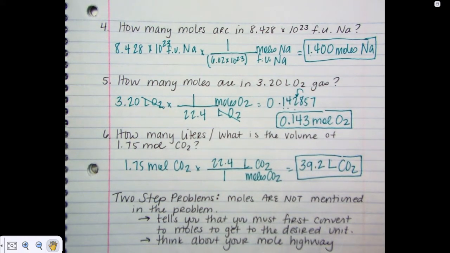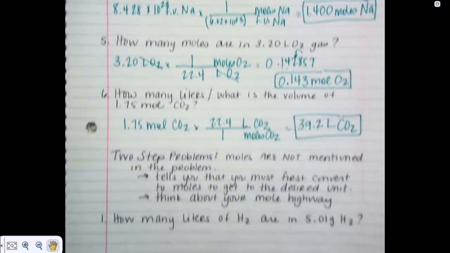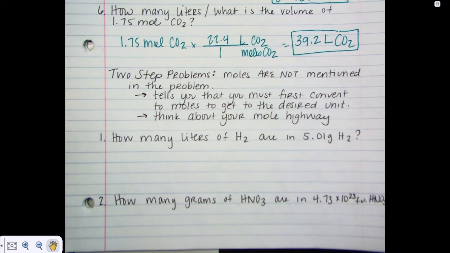Okay. All right, so those are all my 1 steps. We're going to look at some 2-step problems now. 2-step problems are just problems that are not in moles or asking for moles. So that's how you can tell you're doing a 2-step problem. Moles aren't mentioned, right? They're like the silent witness. You have to go through moles to get there. So what this tells me is before I convert out to something else, I have to first convert to moles. So wherever you have, take it to moles and then convert to the desired unit.